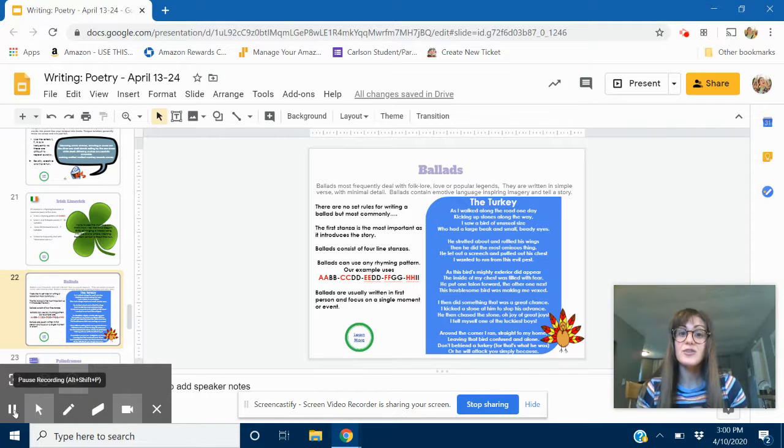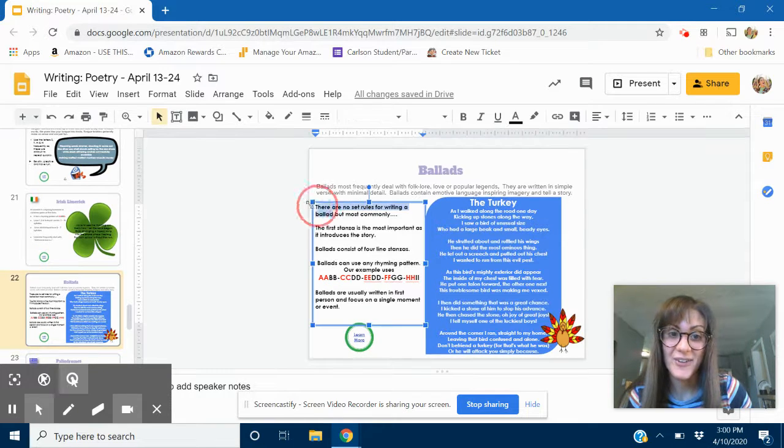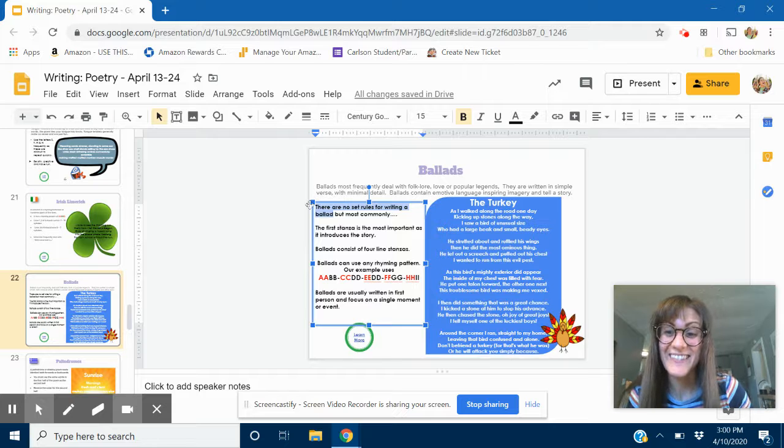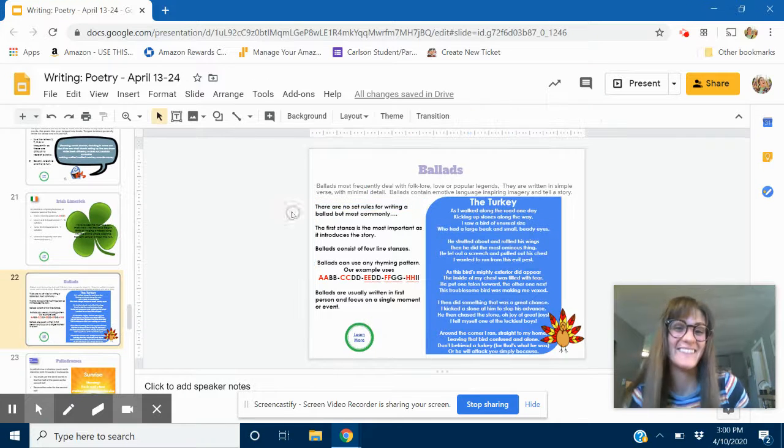So there are no sets of rules for writing a ballad, but most commonly, the first stanza is the most important as it introduces the story. Okay, so this is the first stanza right here.